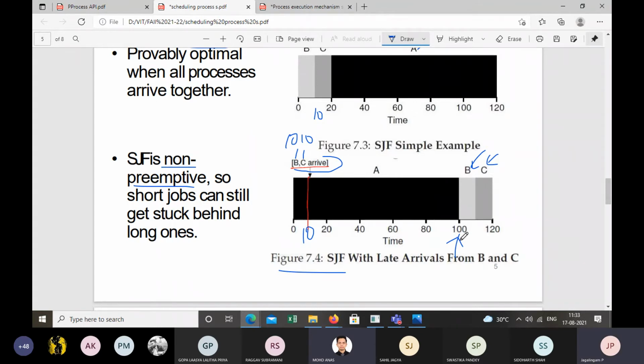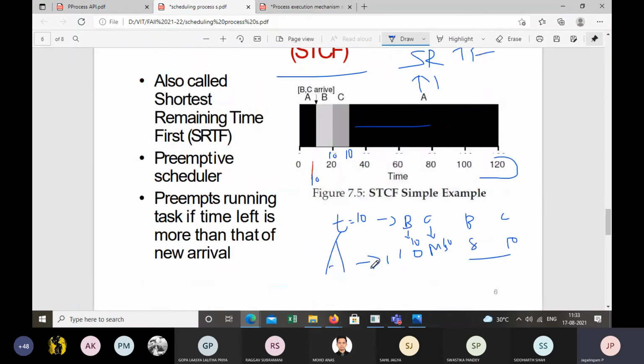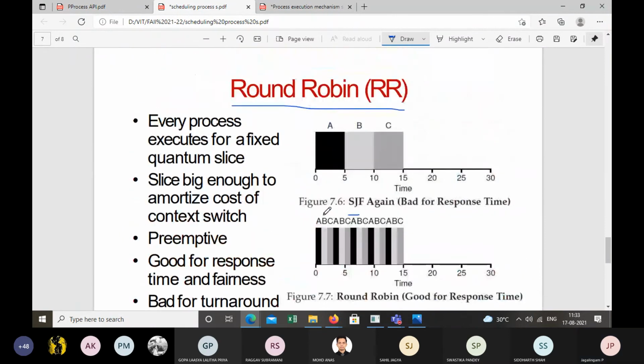See, what is response time first? The time of arrival to the first time it is scheduled by the CPU, that is called response time. But here processes B and C arrived at time 10, but are first scheduled at time 100. So we have a bad response time here. So how can we overcome this? Look at figure 7.7. How can we overcome this?